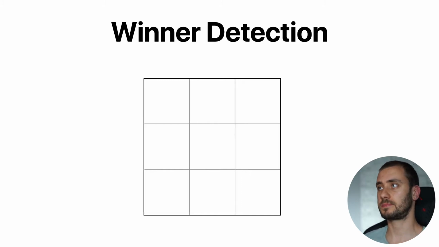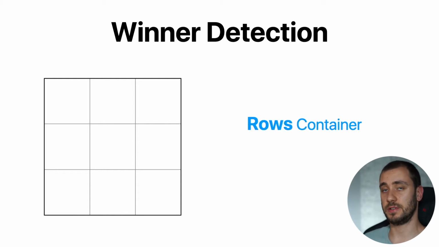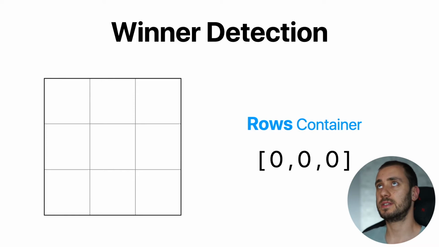Let's take a look. I'm going to introduce a concept of containers. We're going to be starting with the rows container. A container is nothing more than an array which has the size of the grid, which is 3. In each position of the array is going to be the number of symbols that a given player has on this single row. And the index on the array is going to be the same index that it is represented on the matrix. So let's check an example.